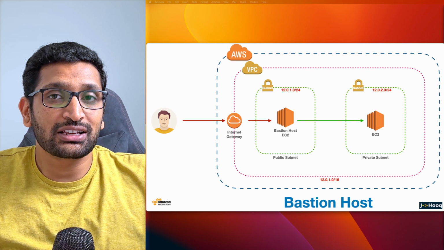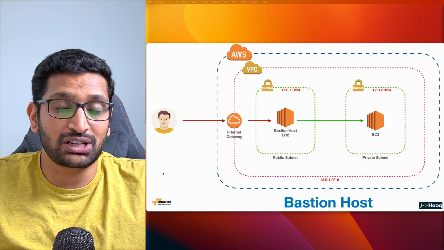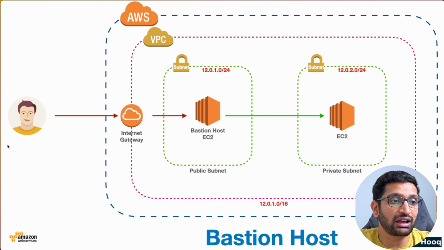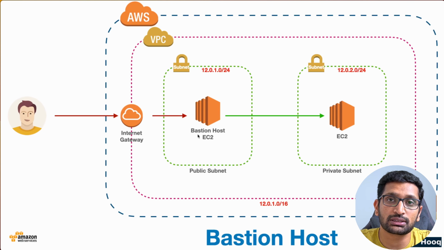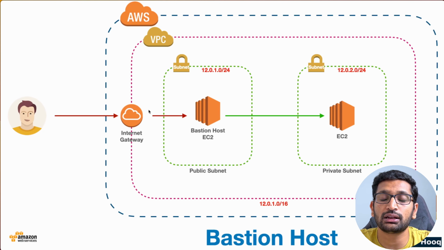Compare our castle example with this AWS setup which I'm showing to you right now. So here on the left hand side you will see a user which has access to the internet gateway so that he can access our AWS network. But here we have a public subnet and a private subnet. So whenever we talk about the Bastion host, the Bastion host is always available in the public subnet so that any user can access that Bastion host.